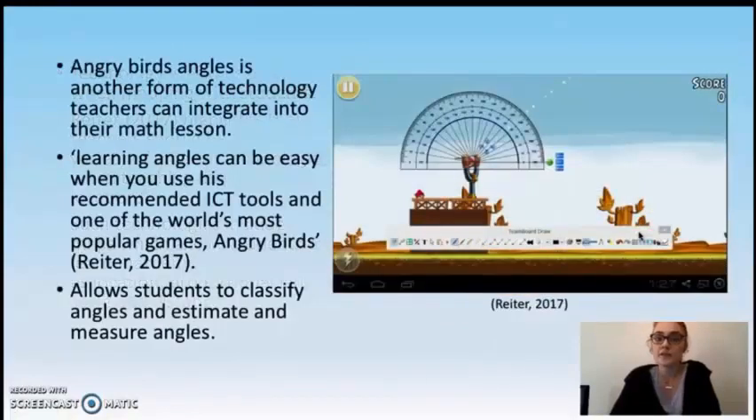Angry Birds Angles is another form of technology teachers can integrate into their math lessons. Learning angles can be easy when you use his recommended ICT tools and one of the world's most popular games, Angry Birds. It allows students to classify angles and estimate and measure angles. Ryder also said you can use the Angry Birds app as a whole school lesson or individually or in pairs.